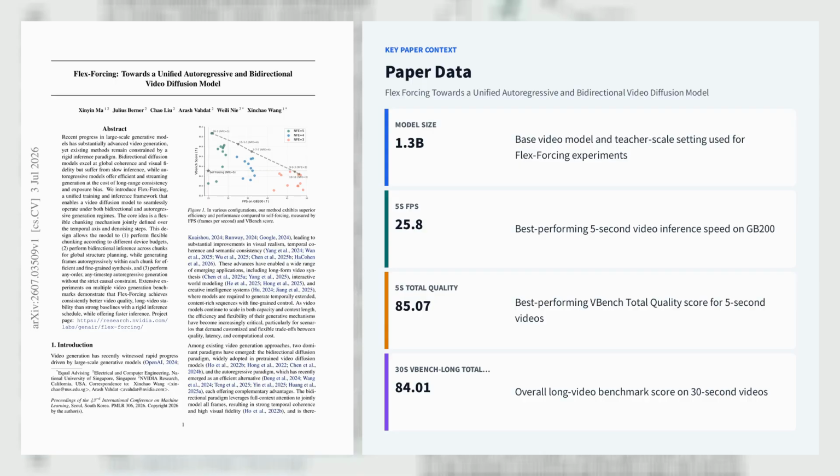For 30-second video on VBench-Long, it improves total score to 84.01 and raises FPS to 24.96, outperforming Self-Forcing and Infinity-RoPE on long horizon coherence, motion, smoothness, and dynamic degree. The model also enables any-order, any-step autoregressive editing, allowing localized video edits without regenerating the full sequence, which is a practical step toward controllable long video synthesis.